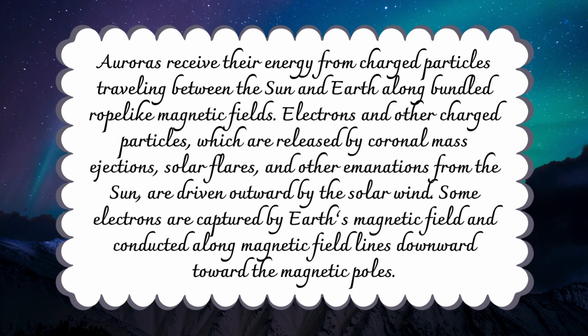Auroras receive their energy from charged particles travelling between the Sun and Earth along bundled rope-like magnetic fields. Electrons and other charged particles, which are released by coronal mass ejections, solar flares, and other emanations from the Sun, are driven outward by the solar wind. Some electrons are captured by Earth's magnetic field and conducted along magnetic field lines downward toward the magnetic poles.